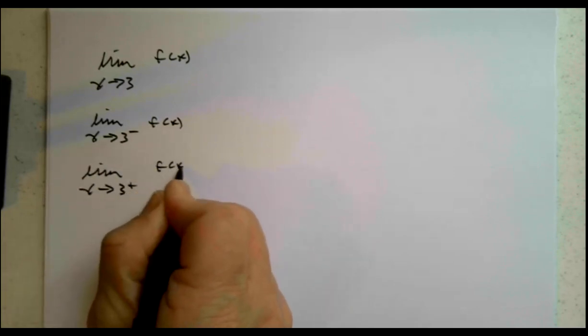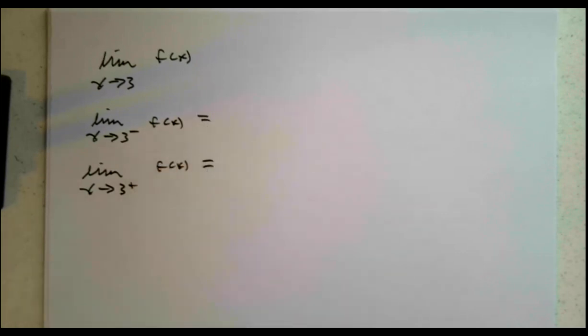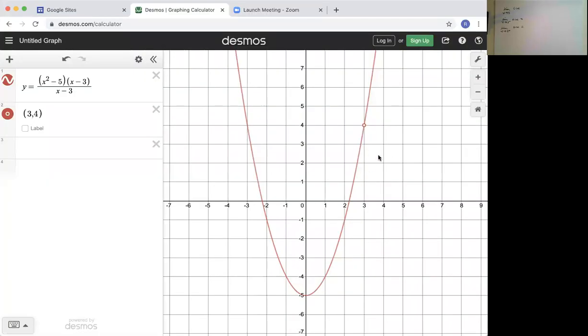So I want to look to see what happens as I approach 3 from the left. I want to look at what happens as I approach 3 from the right. What do those y values go to? So let's look. As I approach 3 from the left, so pick points here, 3.451, 3.567, 3.6. Where is it headed? Where are the y values headed? They sure seem to be getting closer and closer to 4.